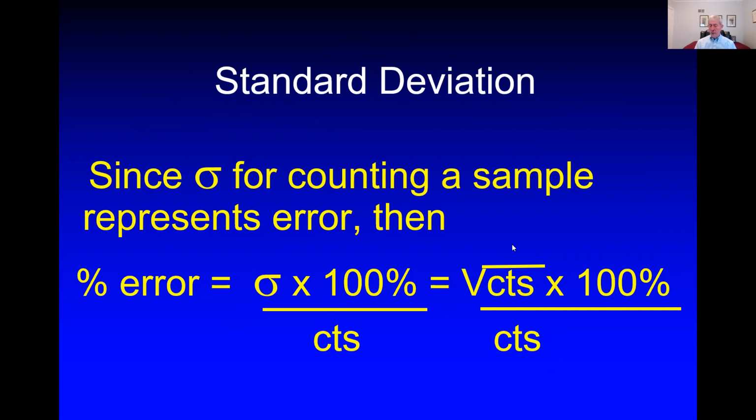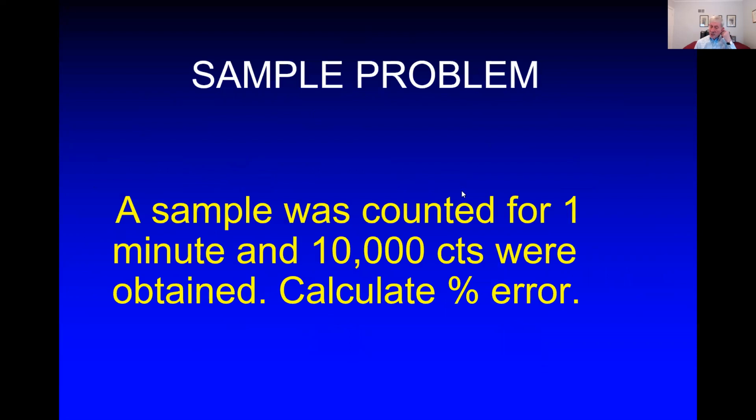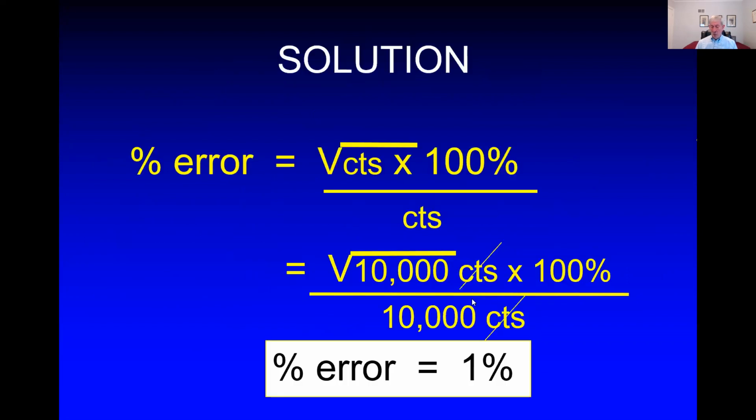The bad news is you really have to memorize this formula unless you understand how to derive it, but it's pretty simple. Percent error will be the square root of counts over counts times 100%. For example, let's say we counted a sample one time for 1 minute, we got 10,000 counts. What will be our percent error? It's going to be the square root of 10,000 divided by 10,000 times 100. So if you'll take out your calculators, you want to punch in 10,000, square root key, divided by 10,000 times 100, which will give you 1%.